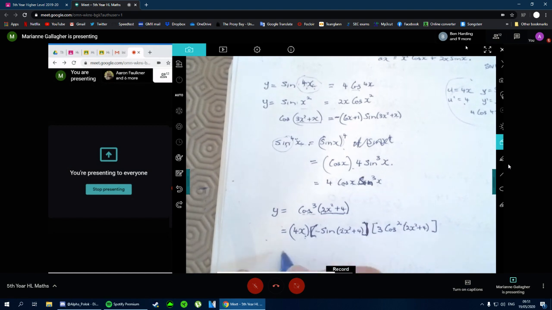And this is where your SNLF really comes in. So you look along, you see I've got a minus. Numbers, I've got 4 by 3 is 12. Letters, I've got x. And functions, I've got sine, 2x squared plus 4 times cos squared, same function.